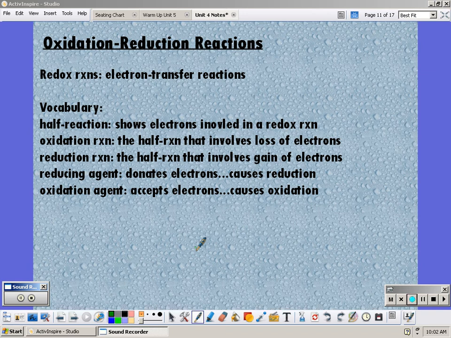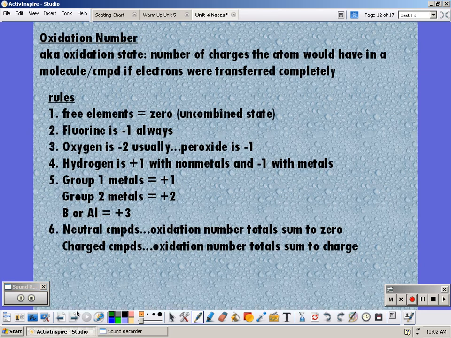The reducing agent donates electrons, thus causing reduction. And the oxidizing agent accepts electrons, which causes oxidation. An oxidation number or oxidation state is the number of charges the atom would have in a molecular compound if the electrons were transferred completely.